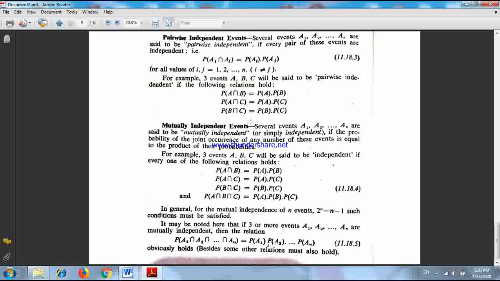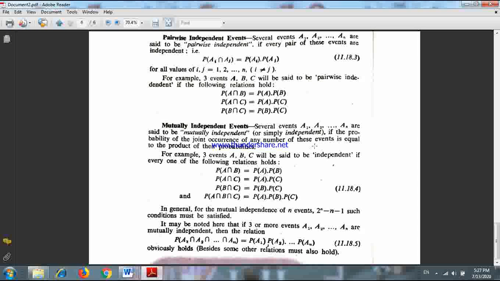And what is mutually independent events? The events A1, A2 up to An are said to be mutually independent or simply independent if the probability of joint occurrence of any number of these events is equal to the product of their probabilities. So simply, A1, A2 up to An are mutually independent or simply independent if A1 and A2 are independent, A1 and A3 are independent, A2 and A3 are independent. In this way, every pair is independent.